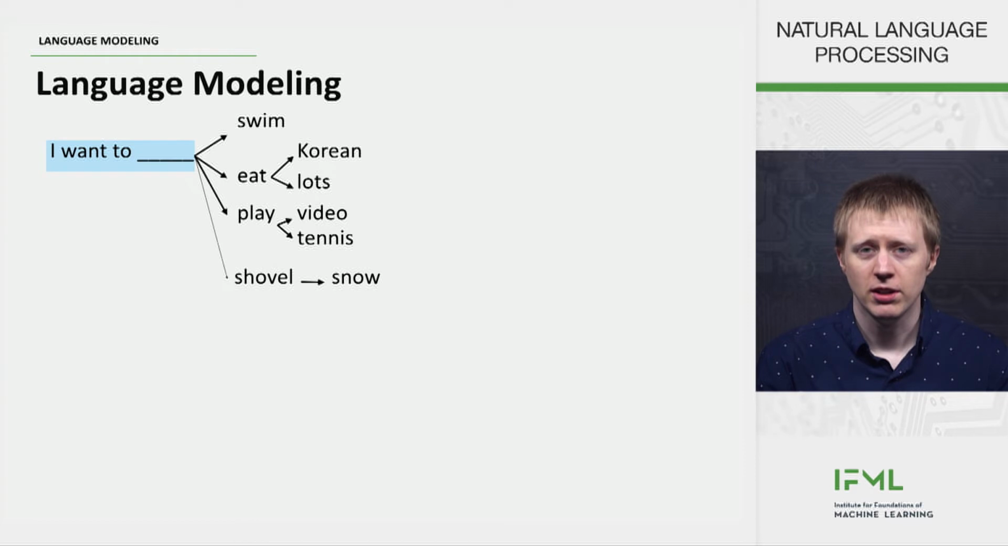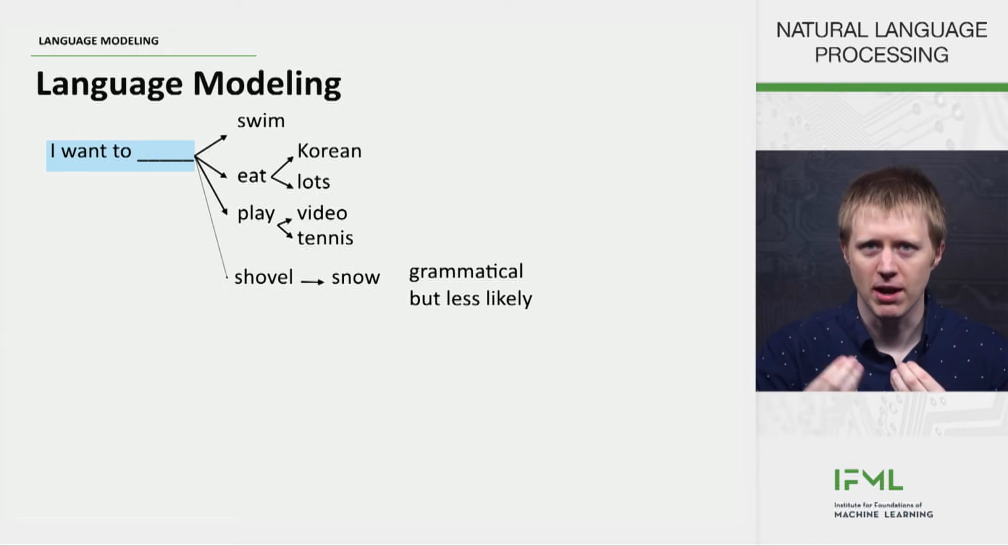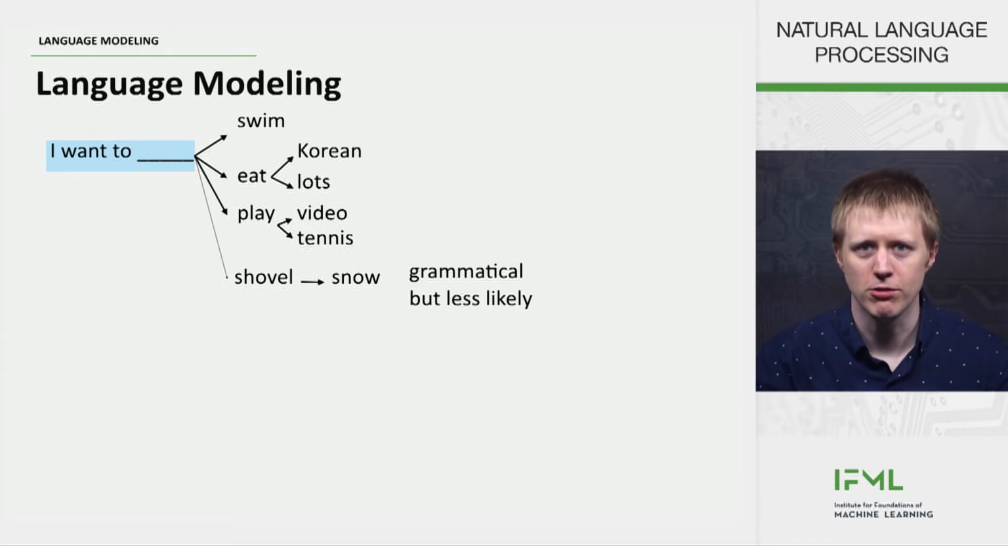Something like shovel is probably less likely, right? I mean, I could say that I want to shovel snow, but most people don't like shoveling snow, so this somehow doesn't seem as likely to us. That's why I drew it with a thinner arrow here. So this example I think is interesting because this is a grammatical sentence. It makes sense, right? But it's just less likely to show up. It's something that probably your phone shouldn't surface because you're less likely to pick it as an answer.